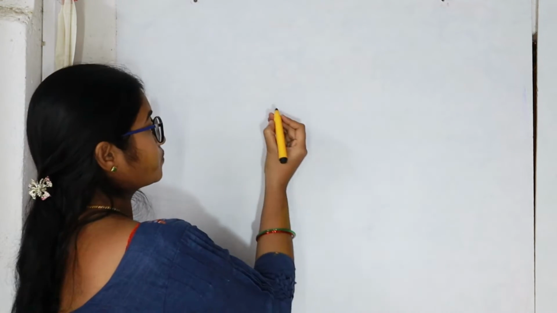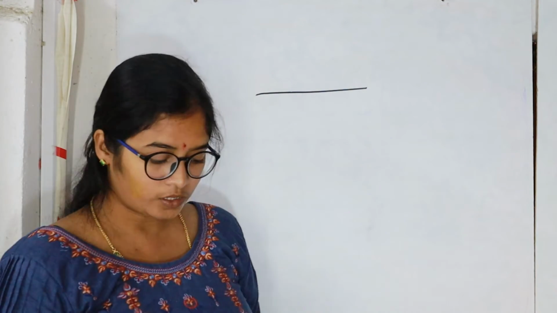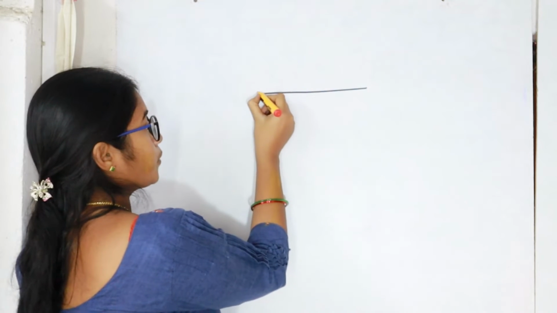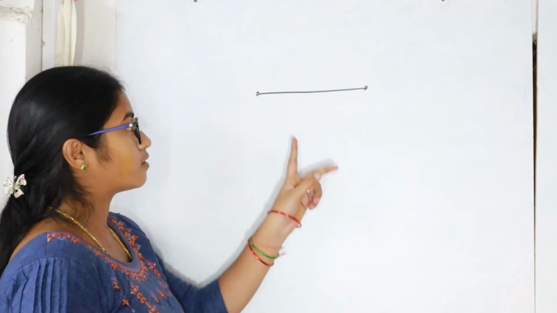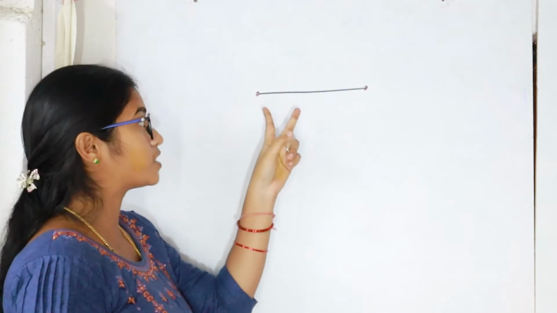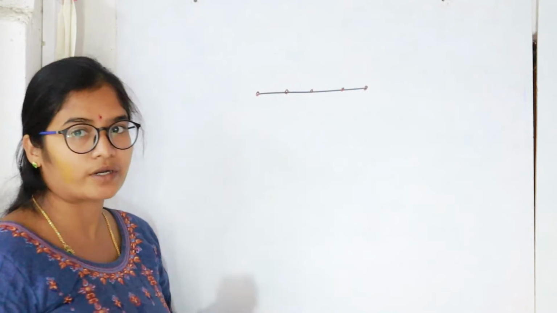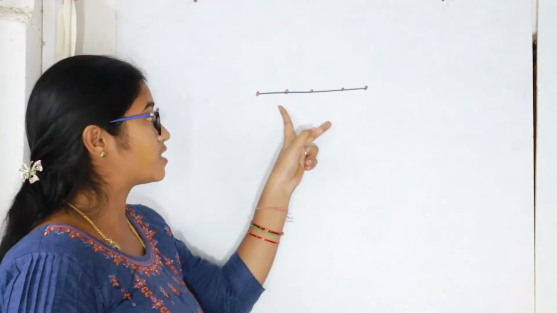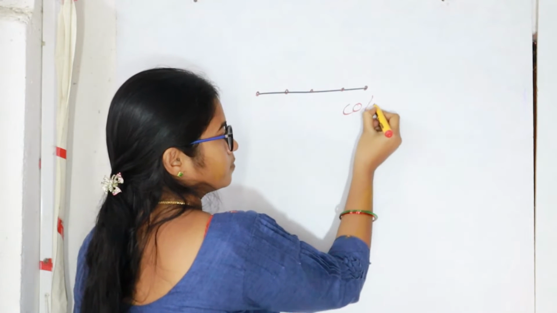Okay, students. Now, if you draw a line with two endpoints, it is a line segment. If three or more points exist on the same line, this is one point, this is one point, and this is one point, such points are called collinear points.